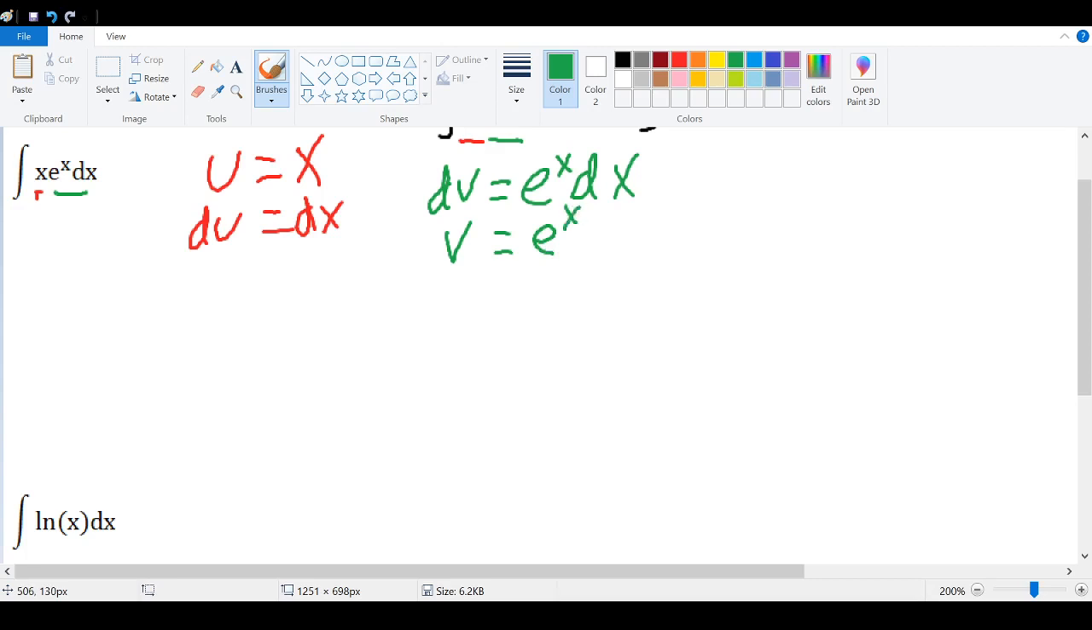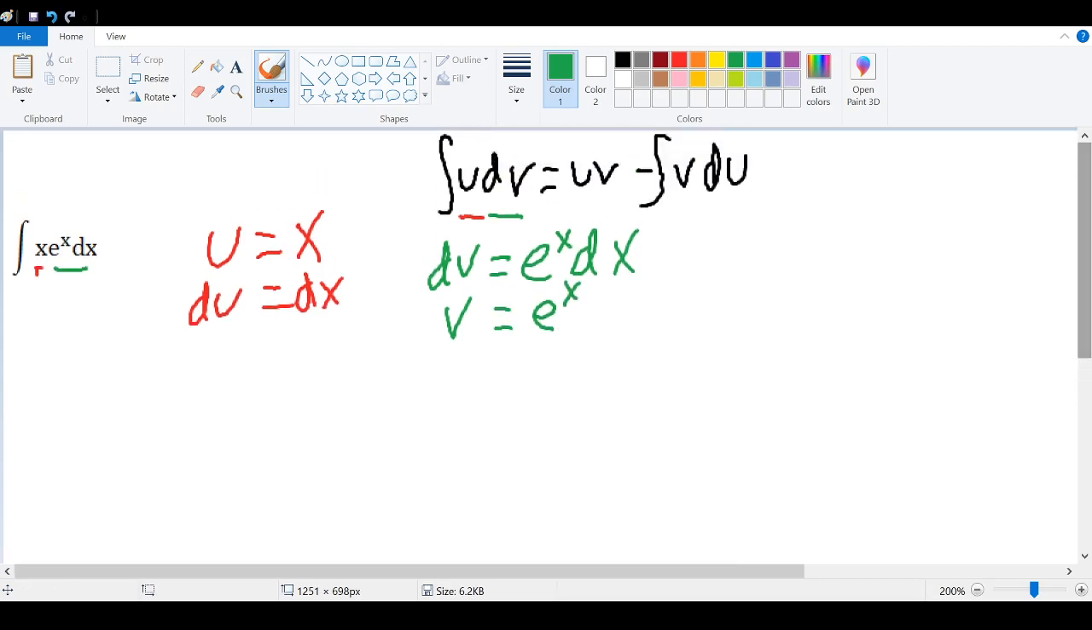All right, and now let's just plug everything into the formula. So what we have is u dv, that's this x and the e to the x dx. We know that must be equal to uv, which is x times e to the x, minus the integral. So now we have to minus the integral of v du. So v was e to the x, and then du, remember, is just dx.